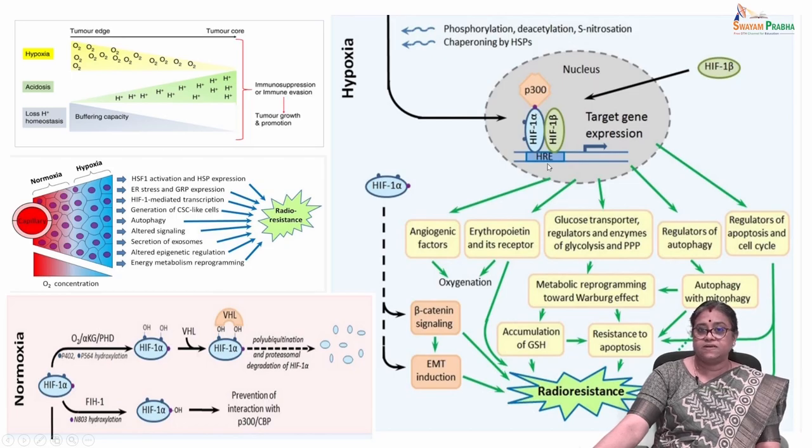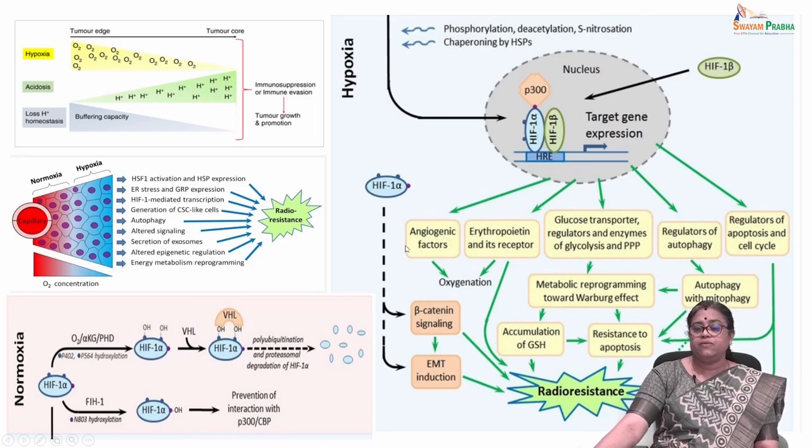And this ternary complex can lead to excess target gene expression. Now, let us see what are the genes which get expressed in response to this HIF-1 alpha and beta. You have several angiogenic factors, erythropoietin and its receptors, the glucose transporter regulators, that is the GLUT molecules, and all the enzymes which are necessary for glycolysis are expressed. And then all the regulators of autophagy, regulators of apoptosis and cell cycle, all the genes which are necessary for these pathways are produced by the HIF-1 family of proteins.